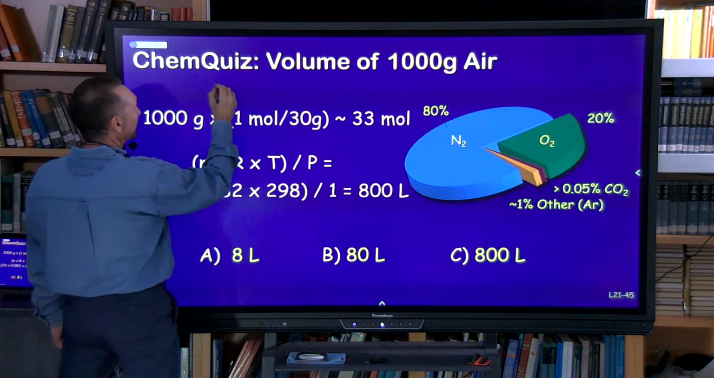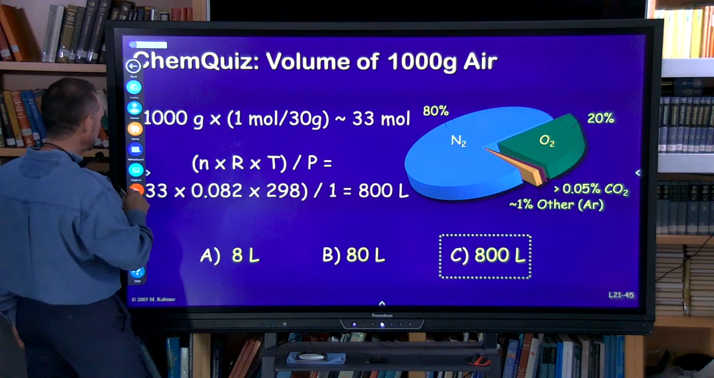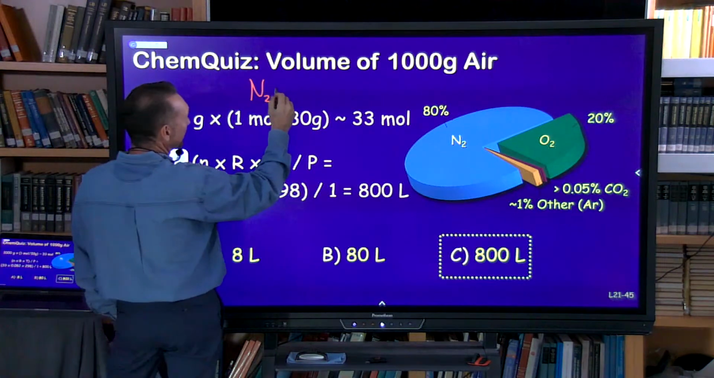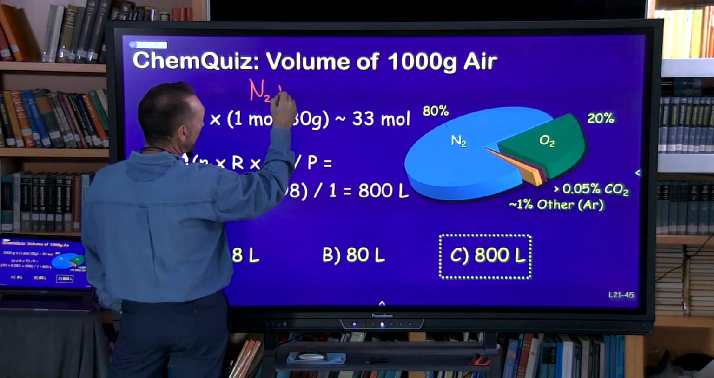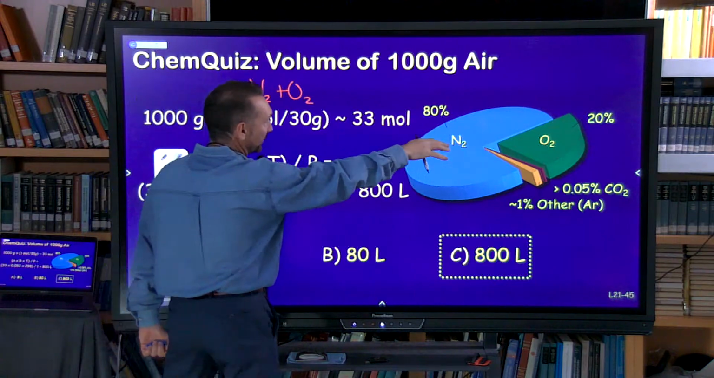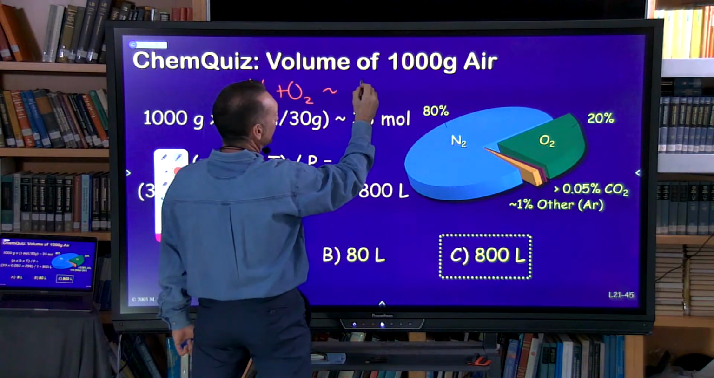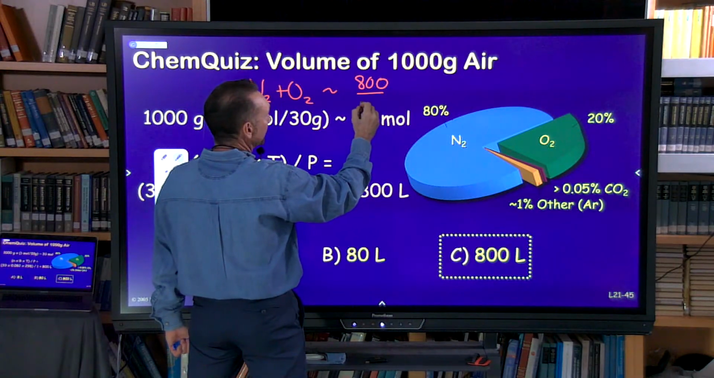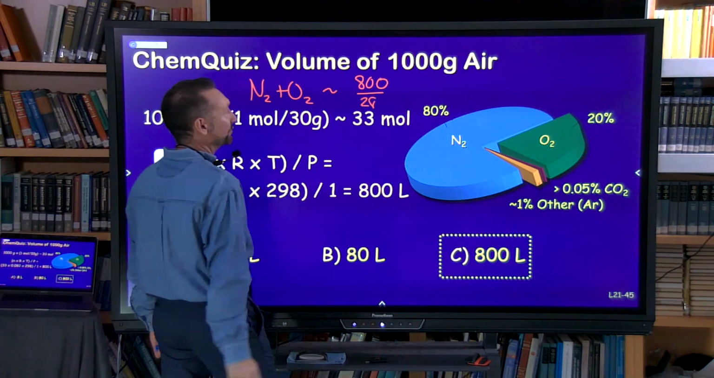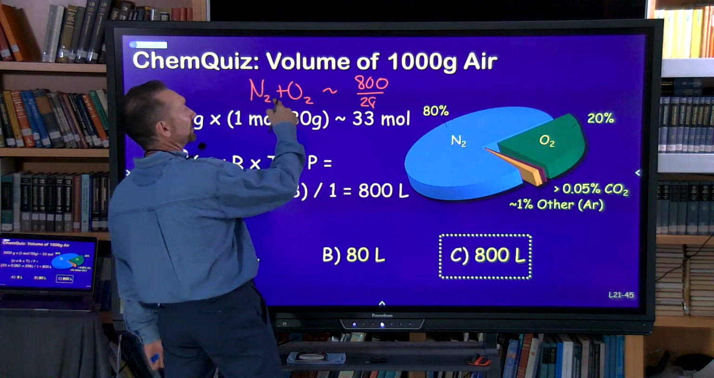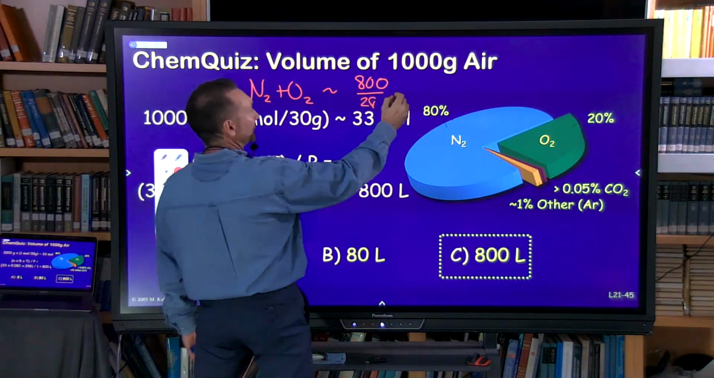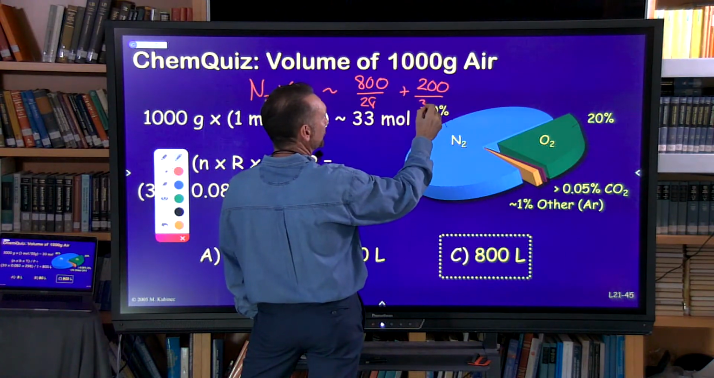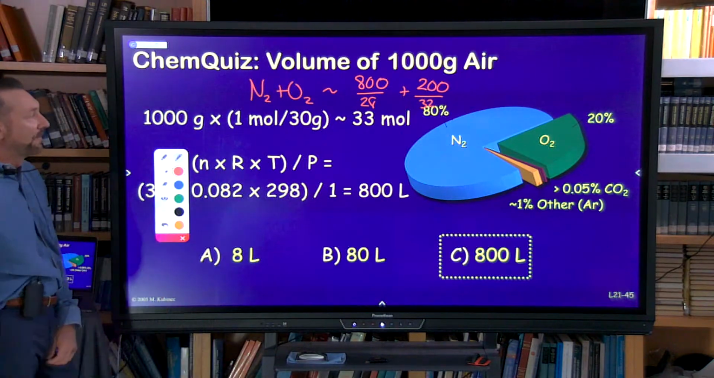We had a mixture of N2 at 80% and O2 at 20%. So you could do something like 800 of those 1,000 grams is nitrogen, use mass 28 for the nitrogen, so convert grams to moles. And 200 of them are oxygen at 32 grams per mole. You could have done that.